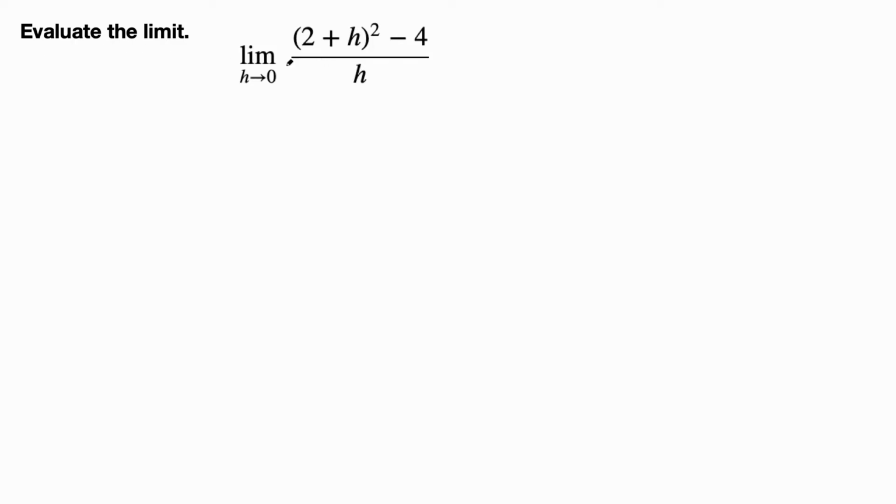Evaluate the limit of (2 + h)² − 4, all over h, as h goes to 0. So if we plug in h equals 0, then we get (2 + 0)², 2 squared is 4, minus 4, 0 on the top and 0 on the bottom. That means at exactly h equals 0, the graph of this function has a hole, which is still good for a limit. Okay, we can still find the limit.